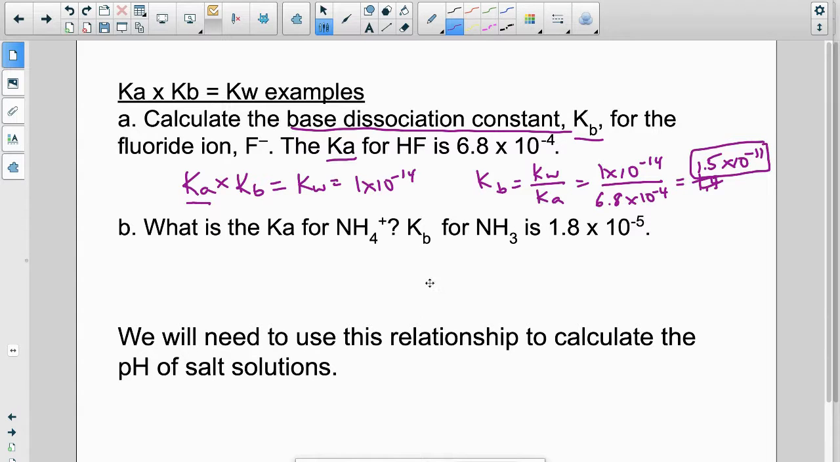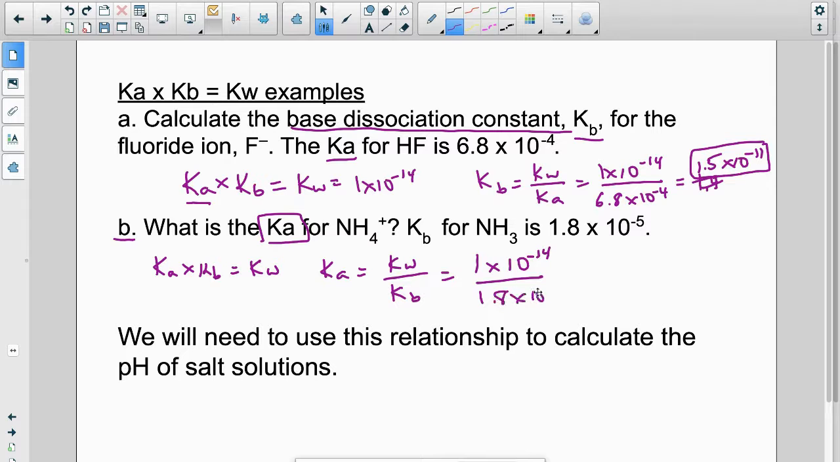That's our Kb. And this one is done the same way. Again, Ka times Kb is equal to Kw. In this case, we're looking for the Ka. So Ka is equal to Kw over Kb. Plugging those numbers in, we end up with 5.6 times 10 to the minus 10.